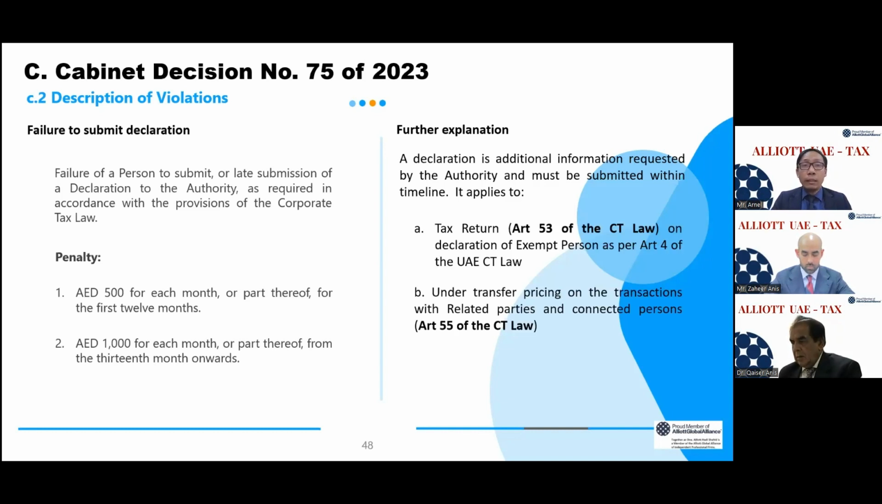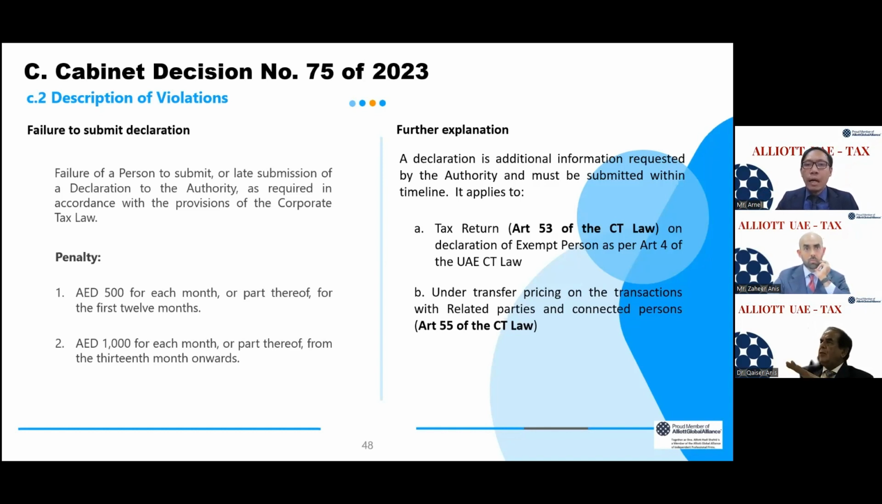The first one is the tax return, as per Article 53 of the corporate tax law, on the declaration of the exempt person. When we're talking about exempt persons, there are several exempt persons that relate to Article 4 of the corporate tax law. Some of them will require a declaration wherein they have to declare. This particular declaration is to be submitted also to the authority as part of the tax return, because of Article 53.